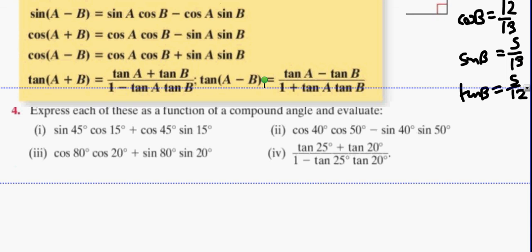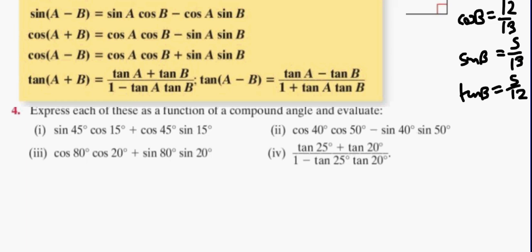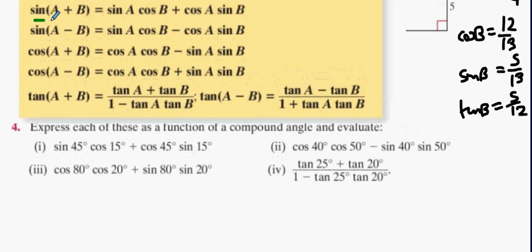So which one does it have to be? I think it's sine A plus B, do you? Sine A, cos B, cos A, sine B. Would you say A is 45 and B is 15? So what do you think the answer is? Which is sine 60, isn't it? Does everybody get that? You're just matching it according to which formula it looks like.